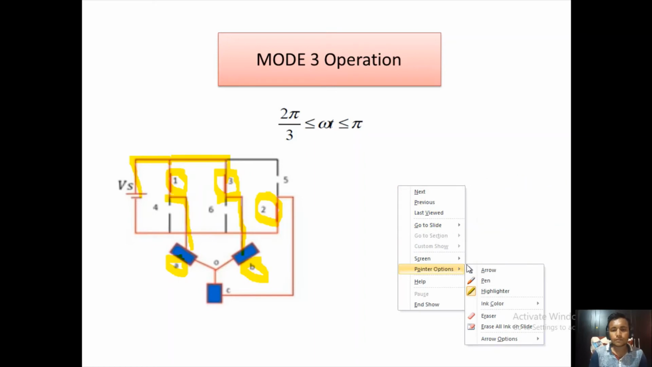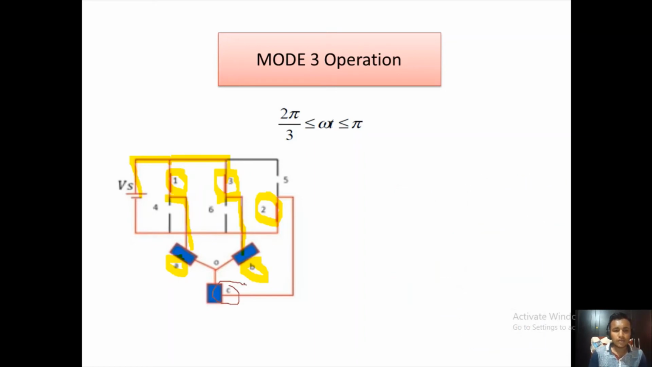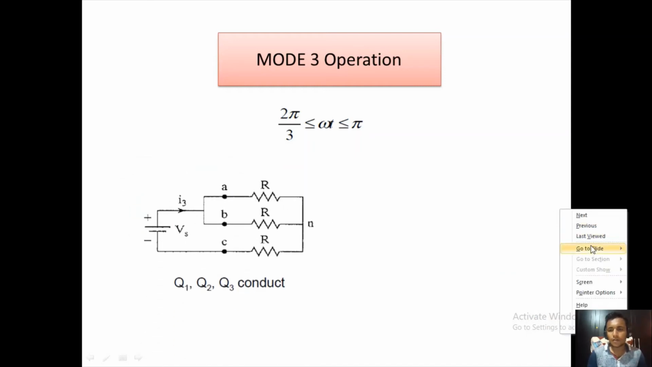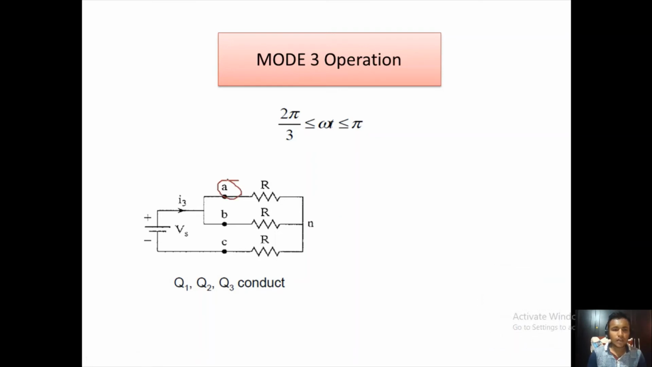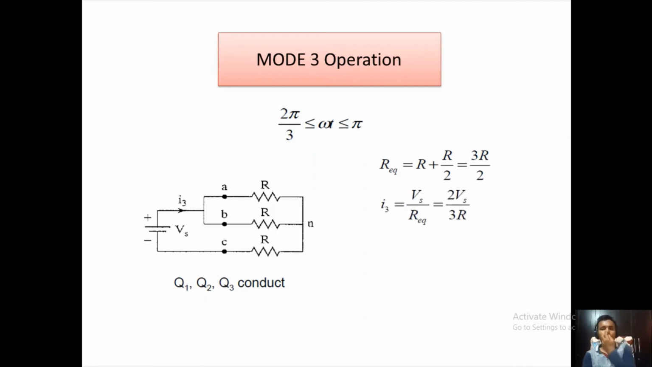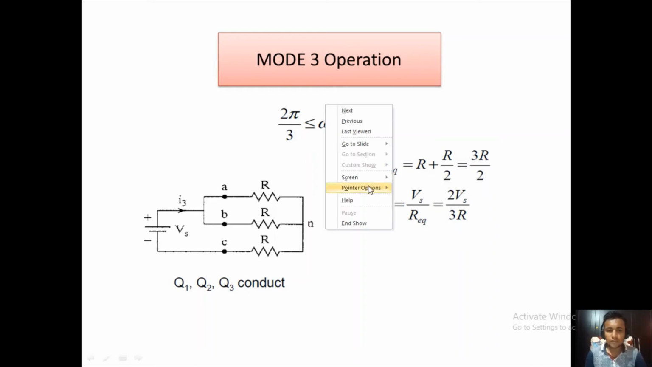Okay, and the terminal C, through thyristor 2, is connected to the negative supply. Now if we draw the equivalent circuit, it is like this. A and B terminals are connected to the positive supply, and the C terminal is connected to the negative terminal, with the two in parallel combination and that in series combination. Similarly here we find the equivalent resistance, that is R plus R by 2, that is 3R by 2, and the current is also the same, Vs divided by 3R by 2, that is 2Vs by 3R. Now here we have to find the phase voltage VAN and phase voltage VBN.